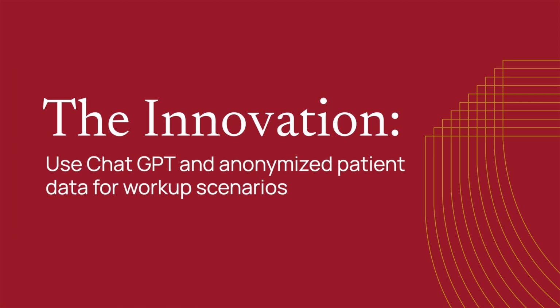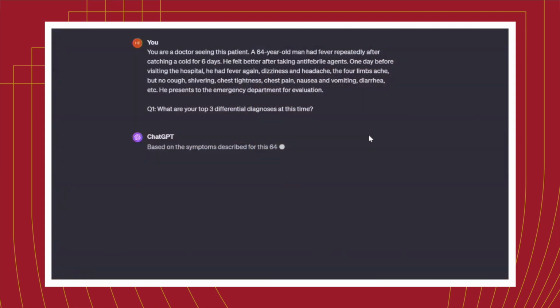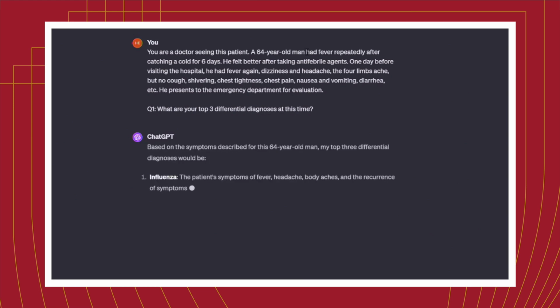And so what we did was we used ChatGPT and anonymized patient scenarios, so not real patient data. We're going to ask ChatGPT to help us as a student and physician pair together work up a 64-year-old man. Again, this is anonymized with a problem. And here you're going to see that we have a 64-year-old patient with fever, catching cold for 6 days, taking some antifebrile agents, stuff like Tylenol. Again, visiting the hospital, had fever again, dizziness and headache. What are your three differential diagnoses at this time?